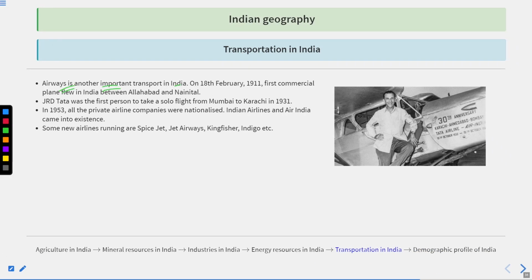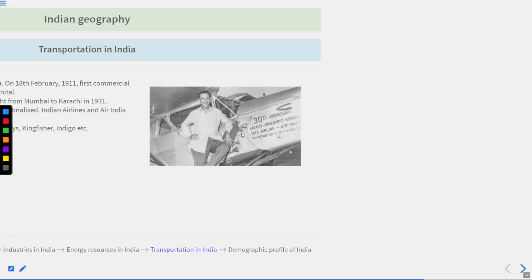Airways are another important transport in India. On 8 February 1911, the first commercial plane flew in India between Allahabad and Naini. J.R.D. Tata was the first person to take a solo flight from Mumbai to Karachi in 1931. In 1953, all private airlines were nationalized, and Indian Airlines and Air India were then formed. Some new airlines running are SpiceJet, Jet Airways, Kingfisher, IndiGo, etc.